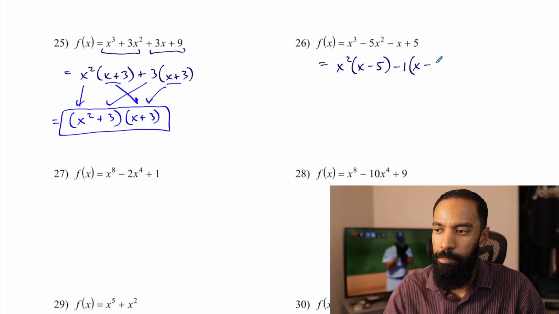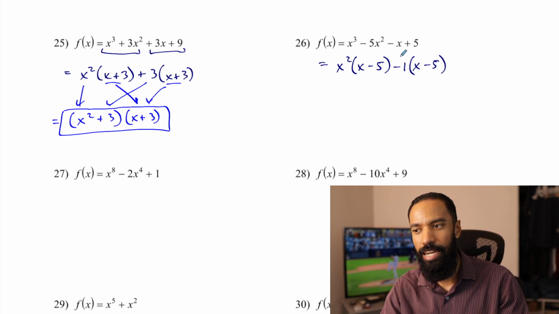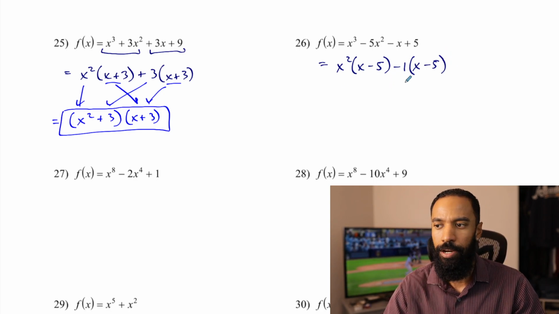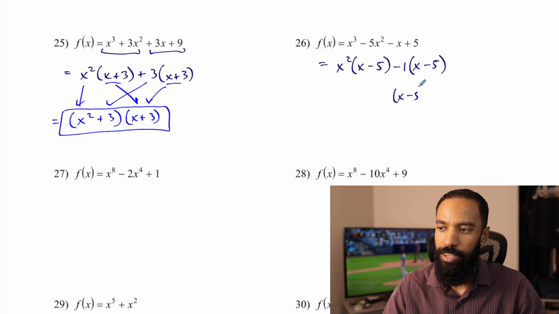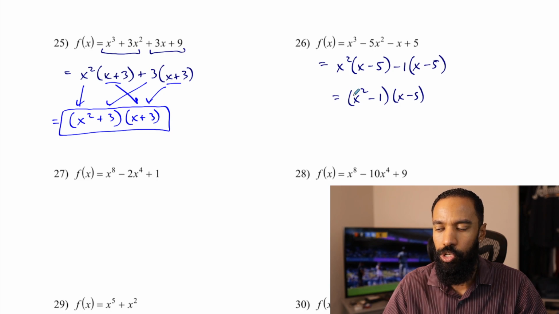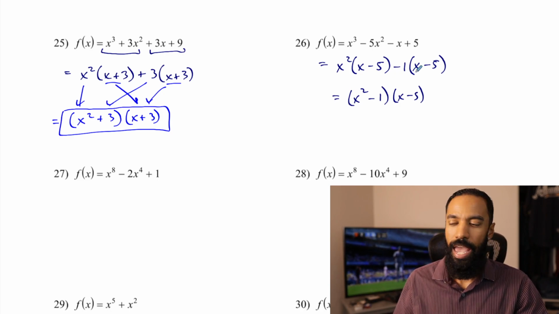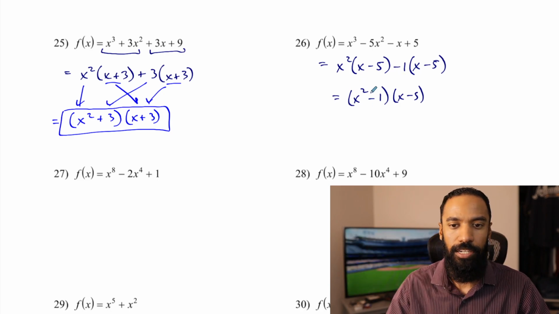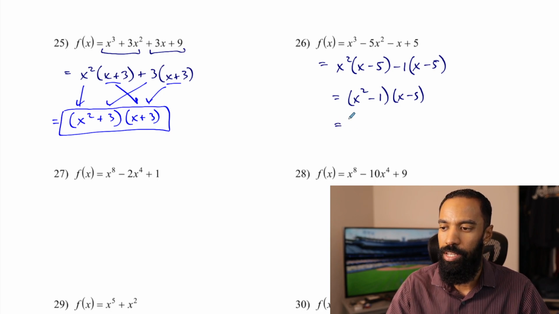And I want to stress that because people tend to forget that -1 when you factor everything out right here. When you factor out x minus 5 here, the other factor is x squared minus 1, not just x squared, and you sure don't multiply them to get -x squared. And I won't box yet because I have, once again, a difference of two squares. X squared minus 1 is x minus 1 times x plus 1. And then times x minus 5 right there.